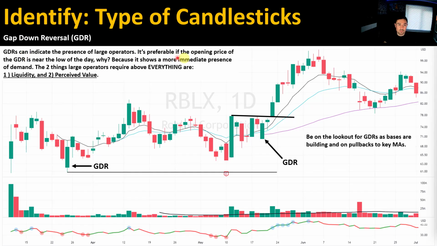It's preferable if the opening price of the gap down reversal bar is near the low of the day. Why? Because it shows a more immediate presence of demand. The two things large operators require above everything else: liquidity and perceived value. That's the two things. It's liquidity and it's perceived value.